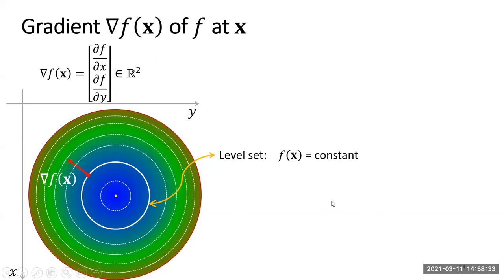Okay, and note that the gradient is always orthogonal to the level set. That's a very important observation. First of all, it's in the direction of maximum increase of the function. That's why it's pointing this way. If you go this way, the increase in f of x is maximum. And it's orthogonal to a level set, f of x equals constant.